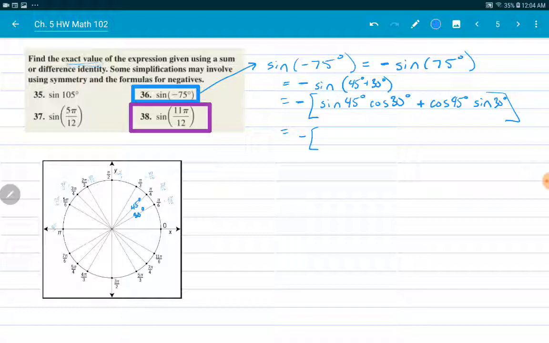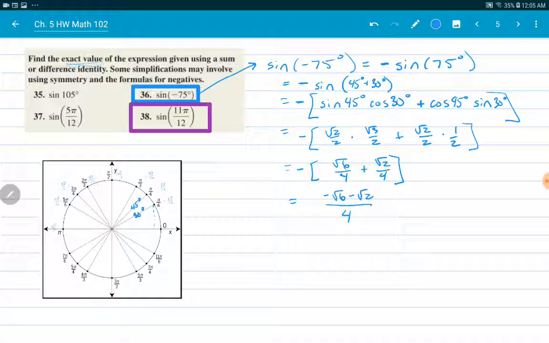Sine of 45 is radical 2 over 2. Cosine of 30, that's this guy right there, so that's radical 3 over 2. And cosine of 45 is radical 2 over 2, and sine of 30 is 1/2. Don't forget to carry that negative around. And I get radical 6 over 4 plus radical 2 over 4, which gives me, I'm going to distribute that negative, and I get radical 6 minus radical 2 over 4 for my final answer.